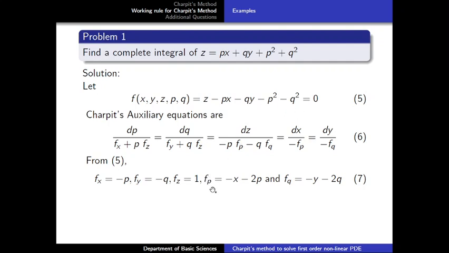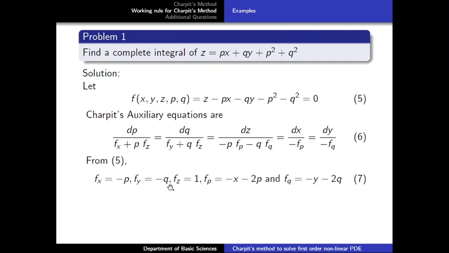Now fp is evaluated from these expressions. There are two terms which contain p: minus px and minus p square. In the term minus px, the derivative of the expression with respect to p is minus x, and the derivative of minus p square is minus 2p, and all the remaining terms have derivative 0. Now fq is evaluated from these two terms because they only contain q. The derivative of minus qy with respect to q is minus y and the derivative of minus q square is minus 2q, and all the other terms are constants, hence their derivatives are equal to 0.